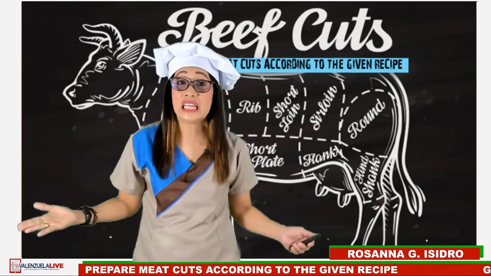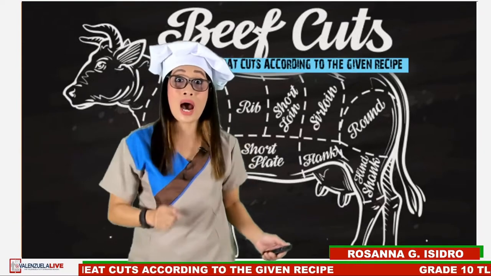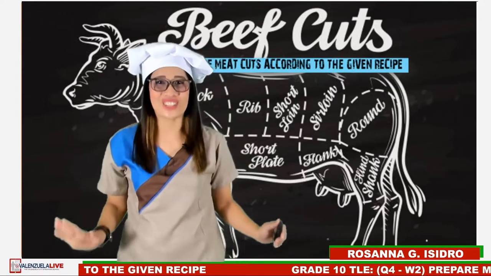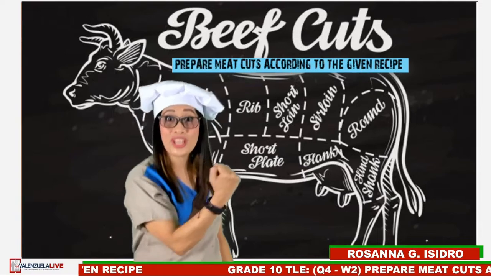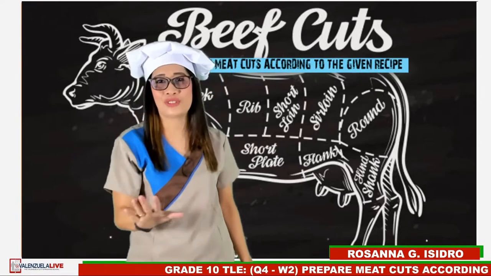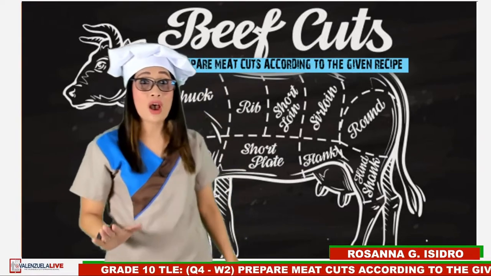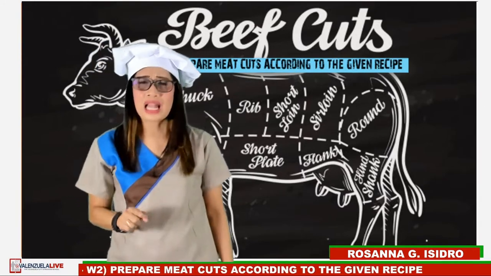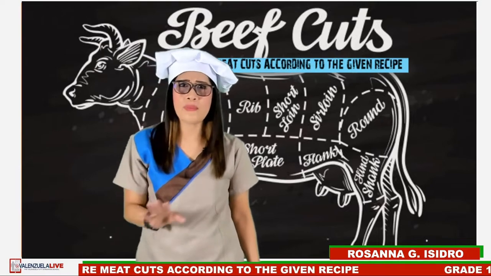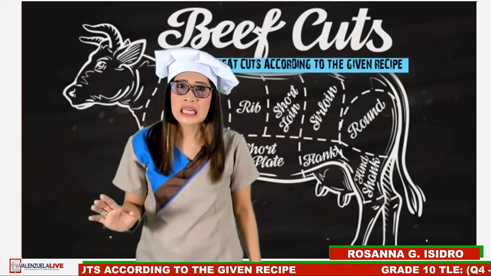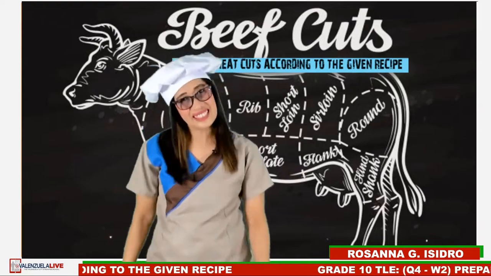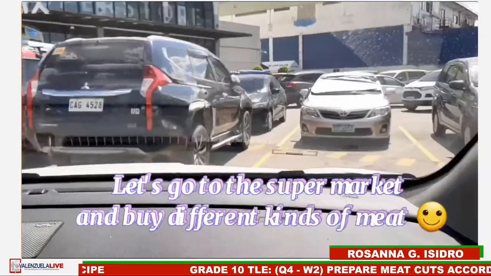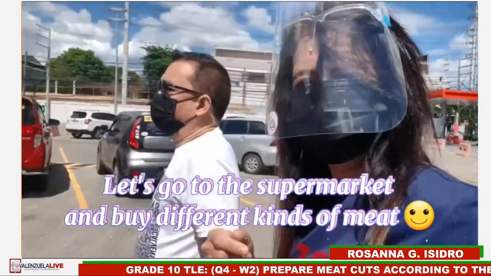Notice that we haven't even started the lesson, but you already have a glimpse of what we will be discussing. So what are we waiting for? Let us start the lesson. Prepared meat cuts according to the given recipe. Now, let us watch a video about the different kinds of meat in the supermarket. Let's go to the supermarket and buy different kinds of meat.